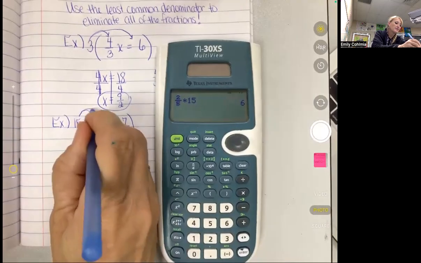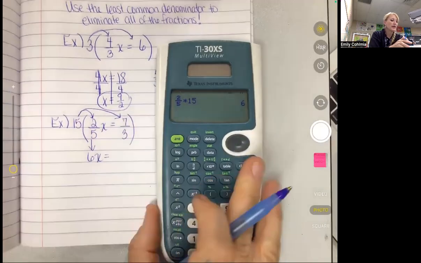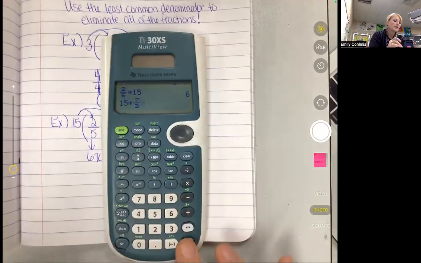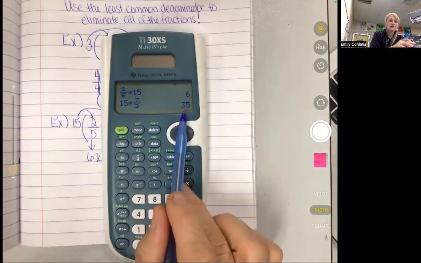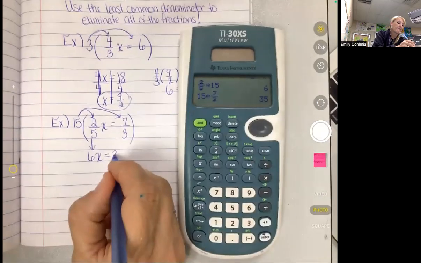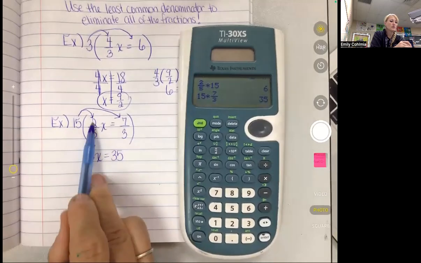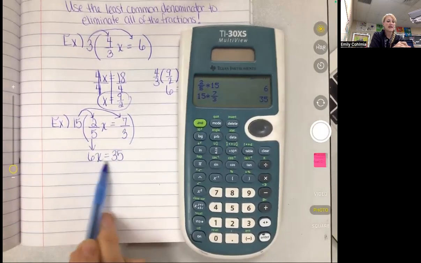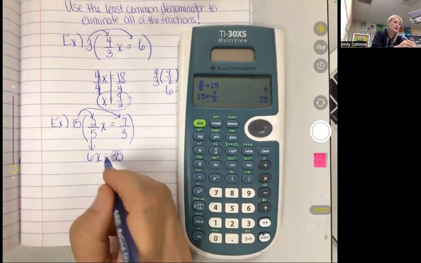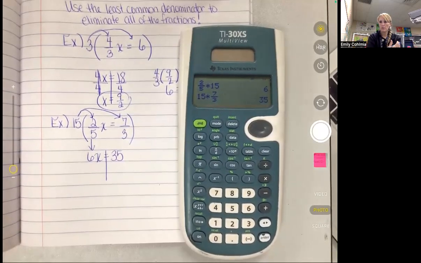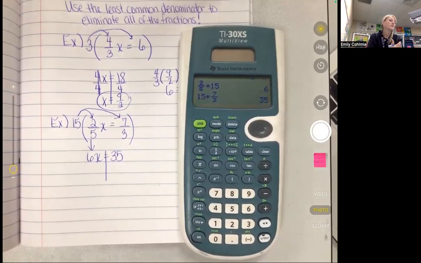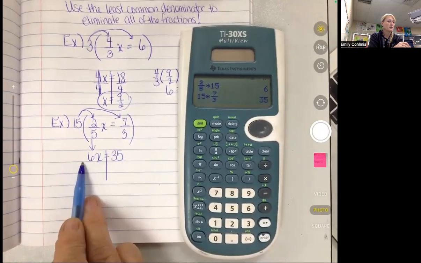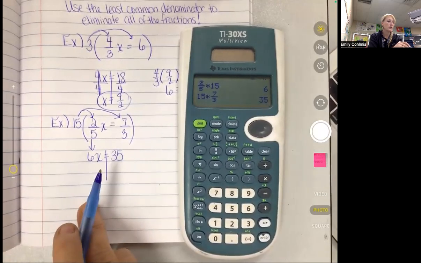So now I have to multiply the 15 times the 7 over 3. 15 times 7 over 3, and my calculator is going to give me 35. So my 2/5 x equals 7 over 3 now has been changed to 6x equals 35. This works because we didn't unbalance our problem. All we did was change the way it looks. So now we have this beautiful equation that we can deal with.